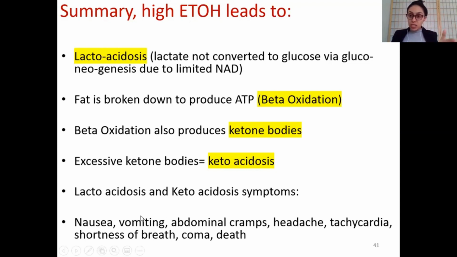The symptoms of lactoacidosis and ketoacidosis are as follows: nausea, vomiting, cramps, headache, tachycardia, which means irregular heartbeat, shortness of breath, coma, and death. Yes, this can lead to all of that. So hypoglycemia is much more dangerous, as I said, because this can lead to coma and death, secondary to lactoacidosis and ketoacidosis. But why exactly are lactoacidosis and ketoacidosis happening as part of hypoglycemia?